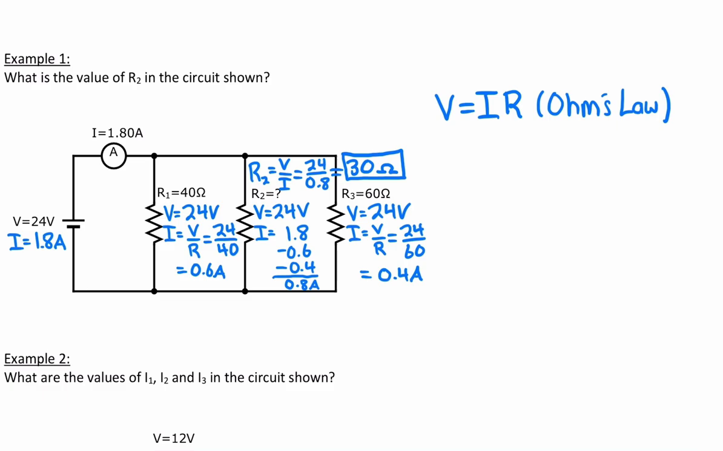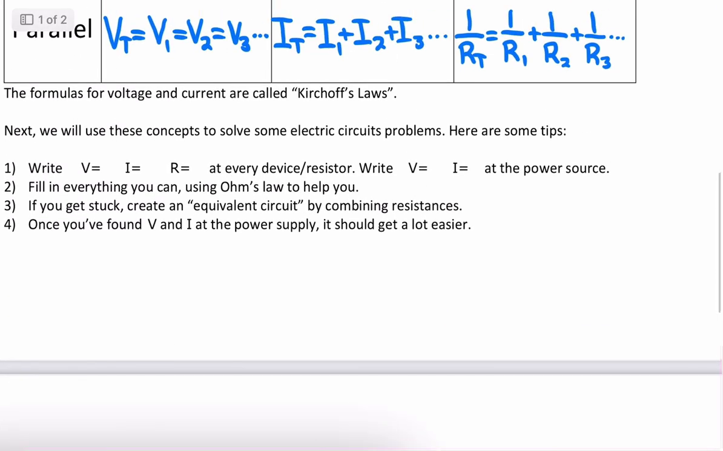So there you have it. That first problem was a good example of these first two steps. Writing VIR at every resistor, VI at the power source, and then filling in everything you can using Kirchhoff's laws for voltage and current, and then using Ohm's law to help you whenever you know two out of those three things. And we basically just went back and forth between Ohm's law, Kirchhoff's laws, Ohm's law, Kirchhoff's laws, until we had what we needed. Now let's do a problem where we're going to get stuck, where we're going to have to go to step 3 and create what's called an equivalent circuit.